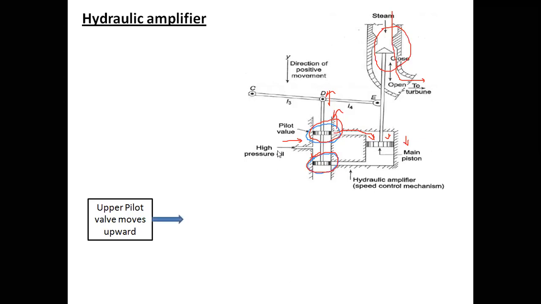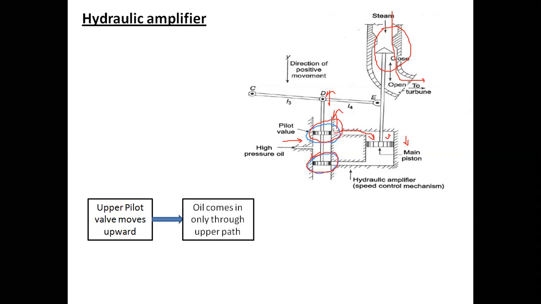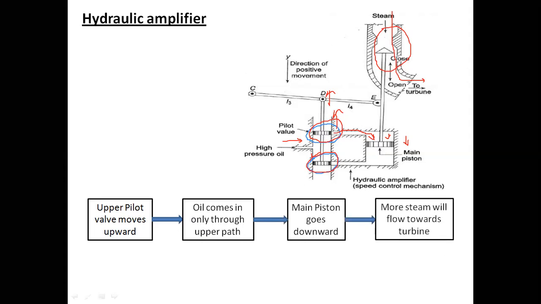Now see, the upper pilot valve moves in the upward direction, so more oil will come to the main chamber through the upper path, and the main piston goes downward due to the pressure of the high pressure oil, and then more steam will flow towards the turbine. This is the basic process.